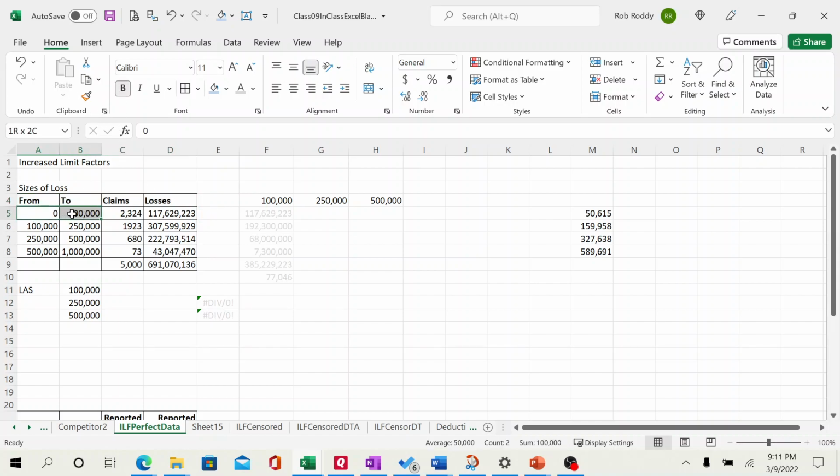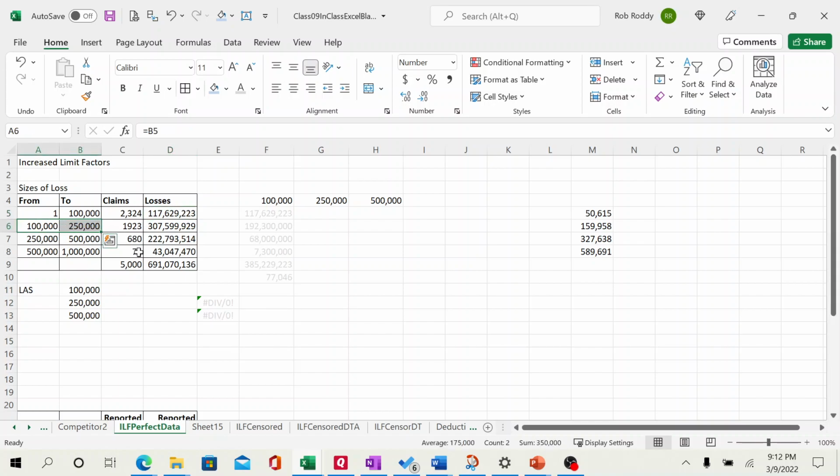Any loss that was from 0, or I guess from 1, there's no such thing as a $0 loss, to $100,000: any loss in that range, you had 2,324 claims, and about $117 million in losses. So any loss from this amount to this amount, you had this many claims and this many losses.